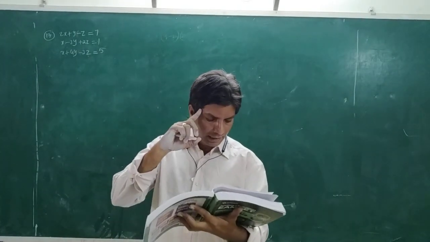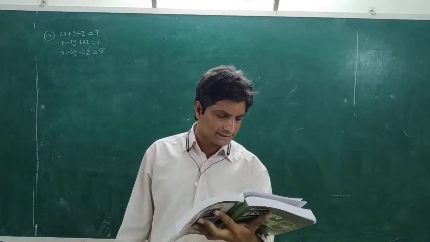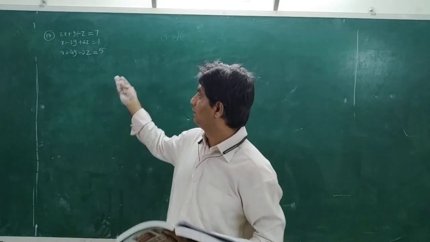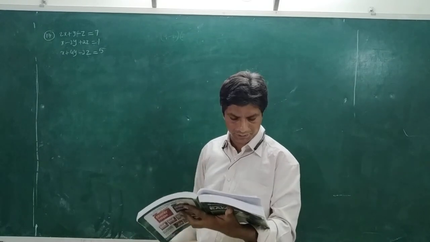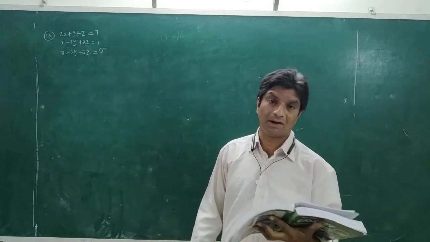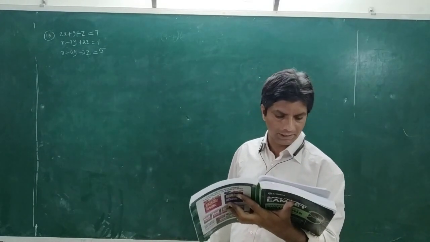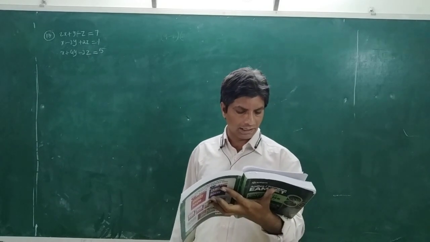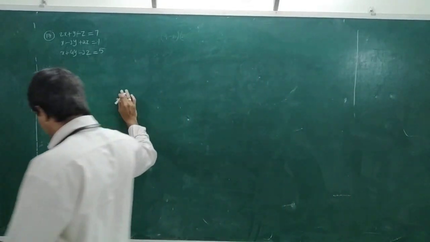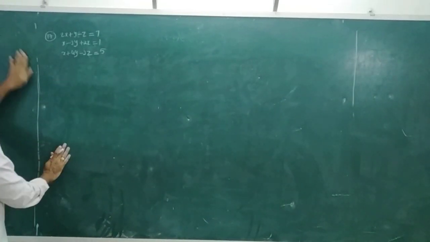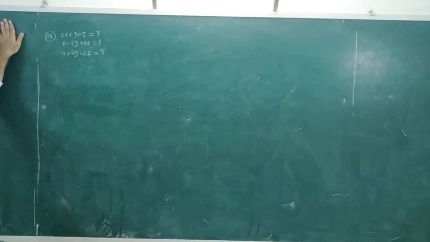17th problem. The number of solutions of the system of equations 2x plus y minus z equal to 7, then the second equation and third equation. What we have to find? The number of solutions. First option 0, second option 1, third option 2, fourth option 3. How can you find the number of solutions? No need to use matrices here. See.